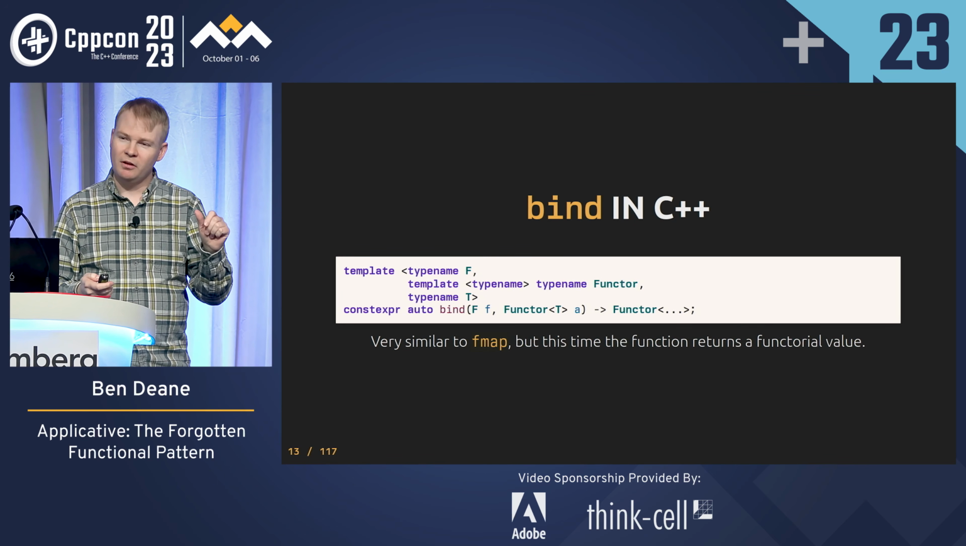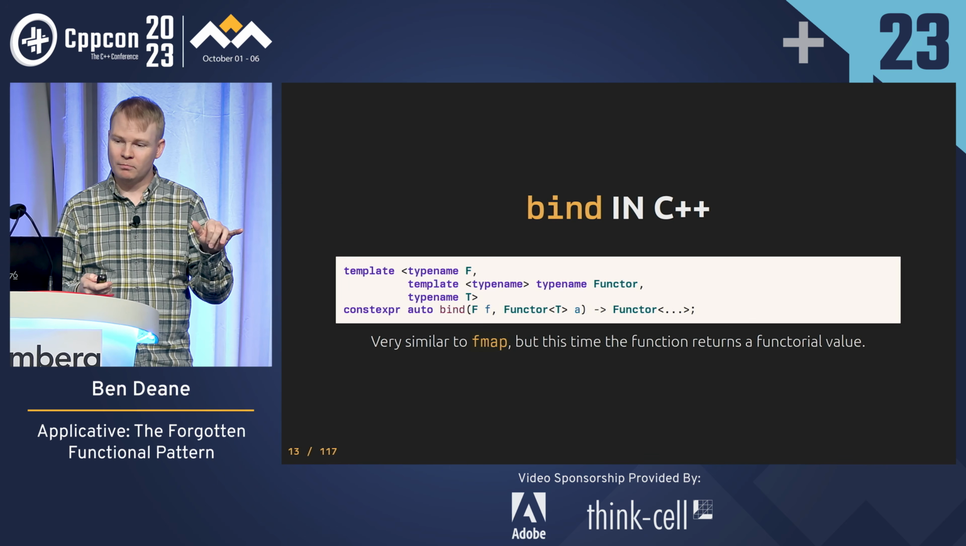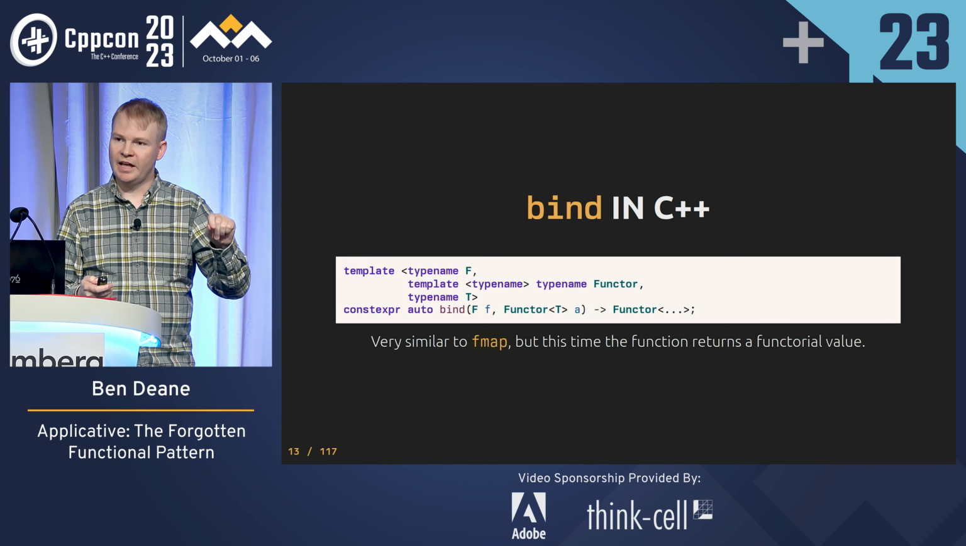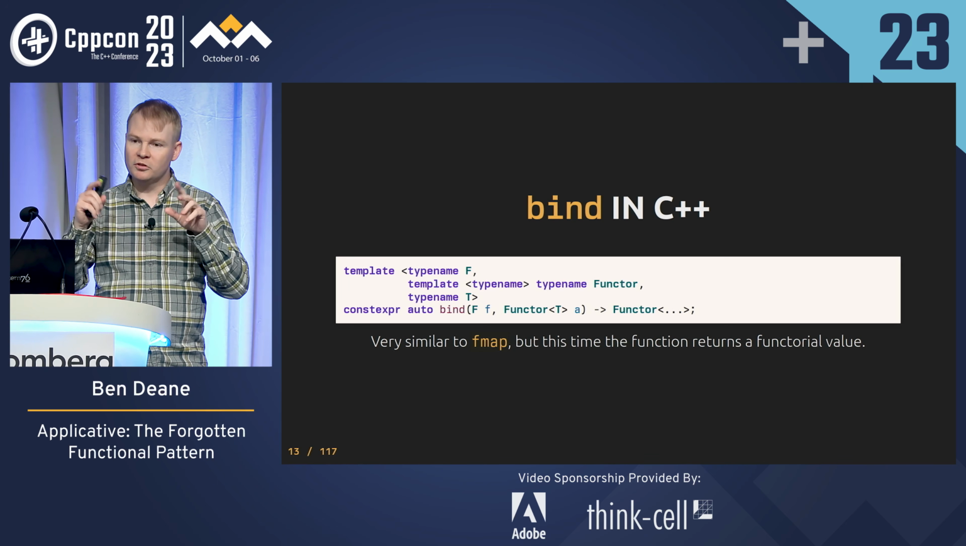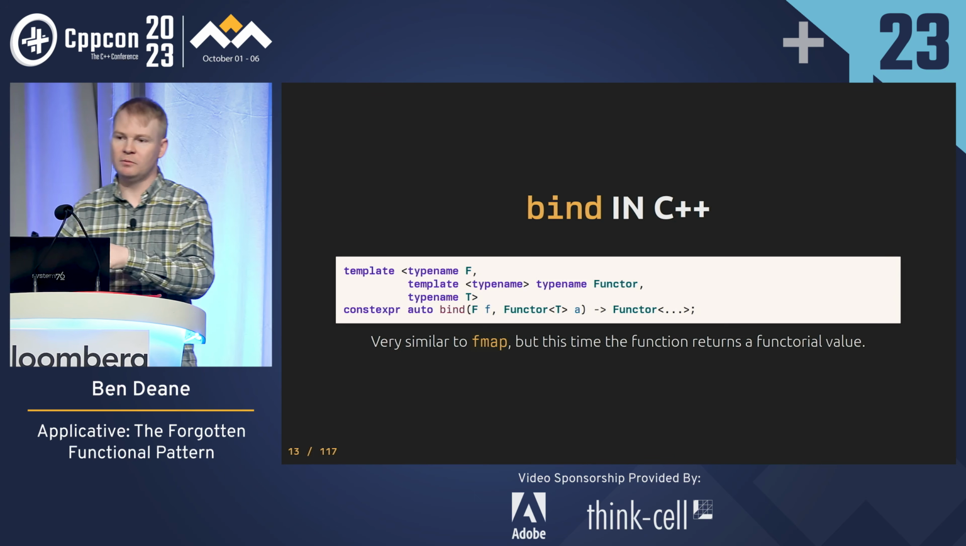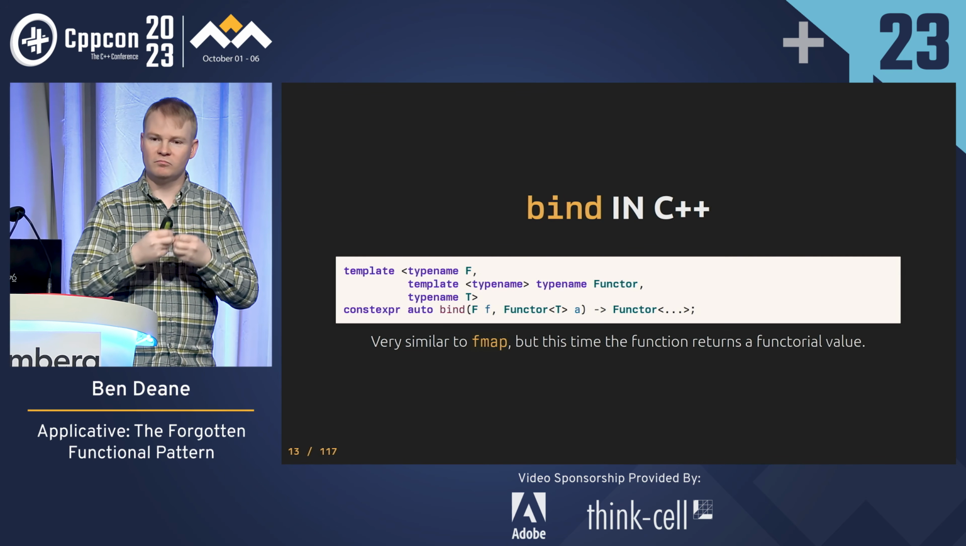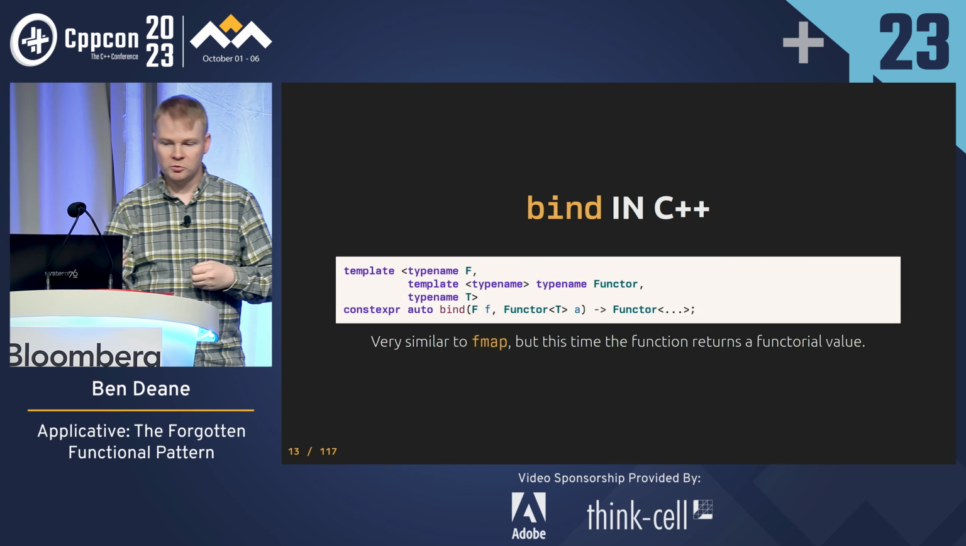So it's the same signature as fmap, except that what that function returns, what that f returns, is not a normal type, but a functorial type, so an optional, right? Rather than returning, say, an int, f would return optional int.